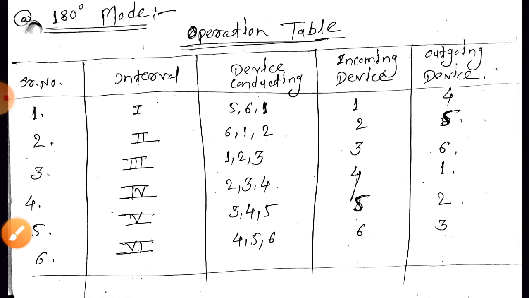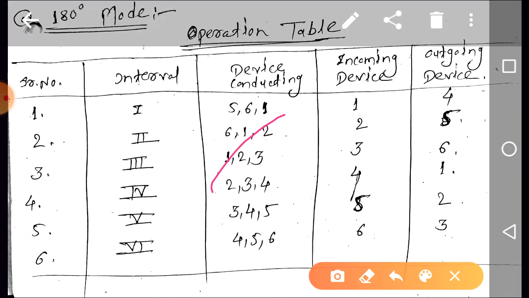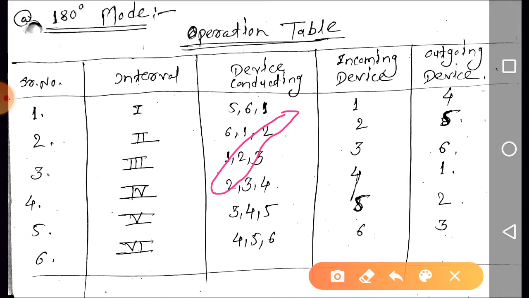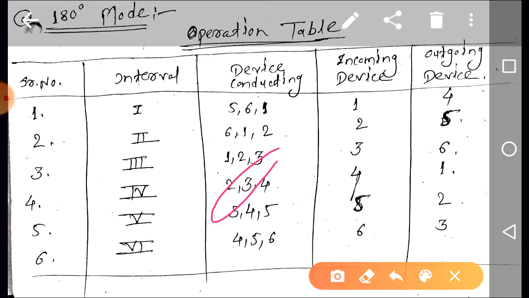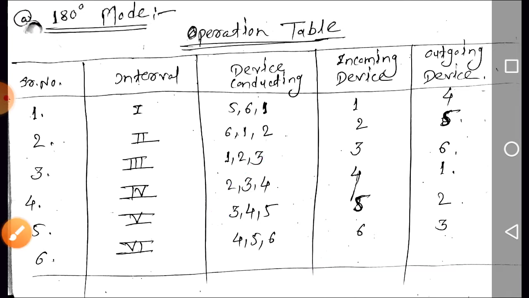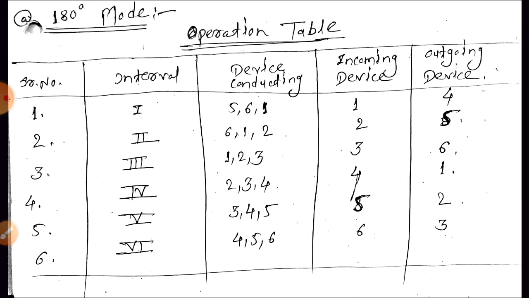So switch number 1 is on for 3 intervals, which is nothing but 180 degrees. Similarly, check switch number 2. It is also on for 3 intervals, so 3 into 60 means 180 degrees. Switch number 3 is also on for 3 intervals. Similarly, each switch will be in conduction mode for 3 intervals, which is nothing but 180 degrees.